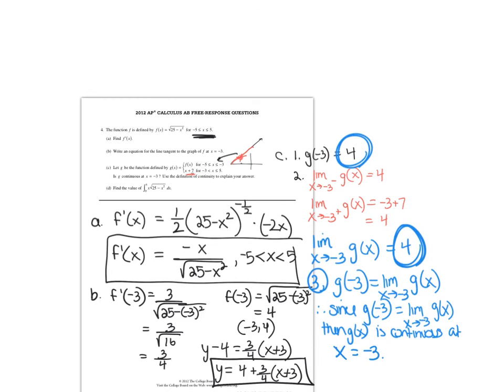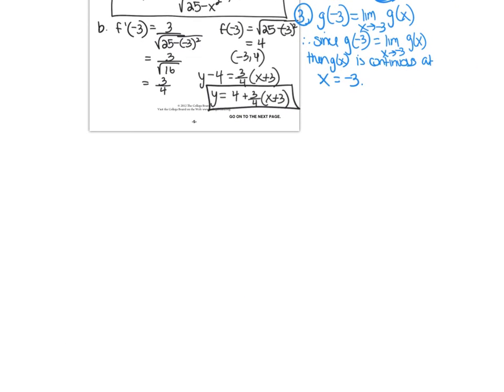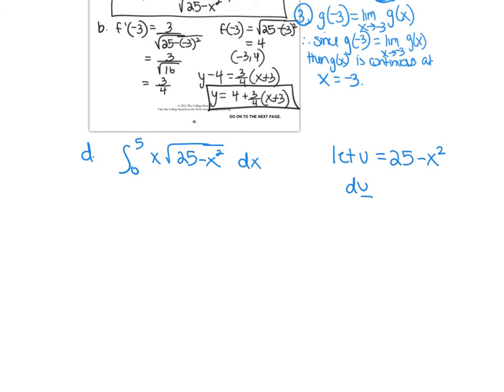not be difficult, so I will move it down here and put it here. Not too much thought into this one. 0 to 5 of x square root of 25 minus x squared dx. And don't you dare try to separate that into two different integrals with a product, because you know we can't do that. So our only option here is u substitution. So we're going to let u equal 25 minus x squared, du dx equals -2x.